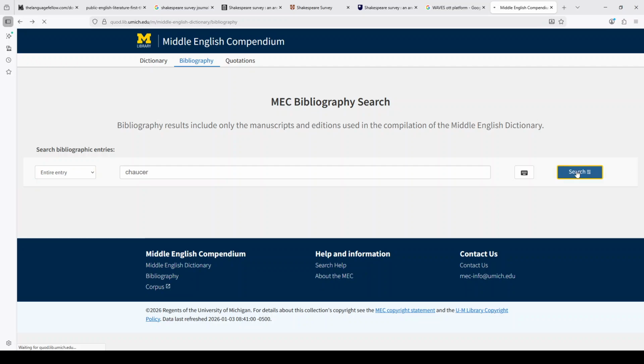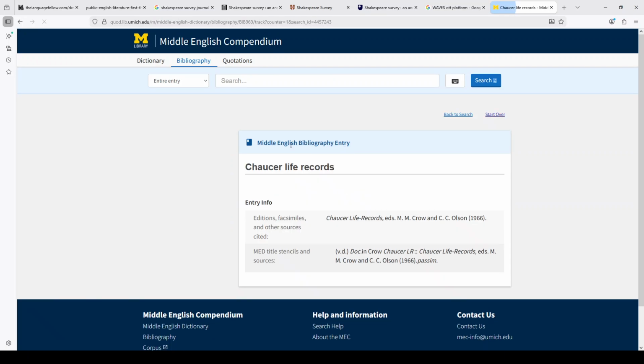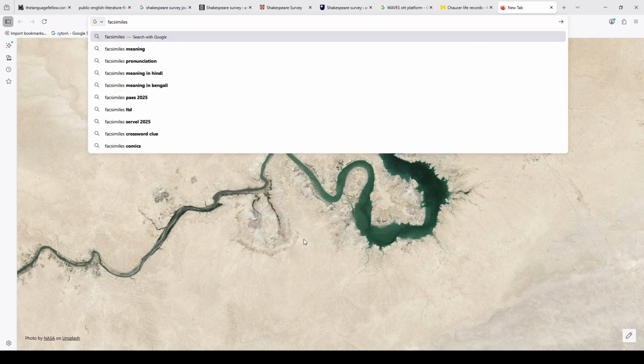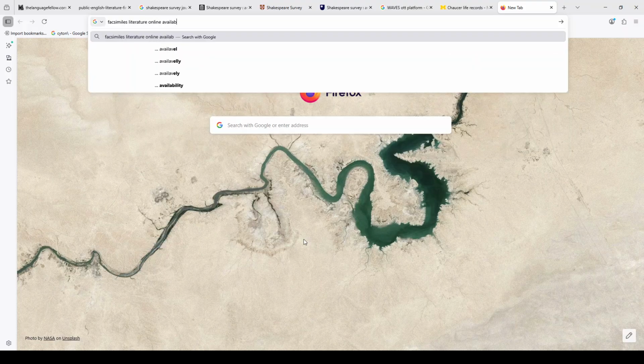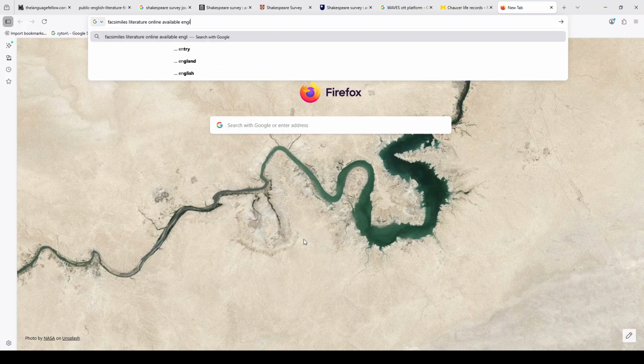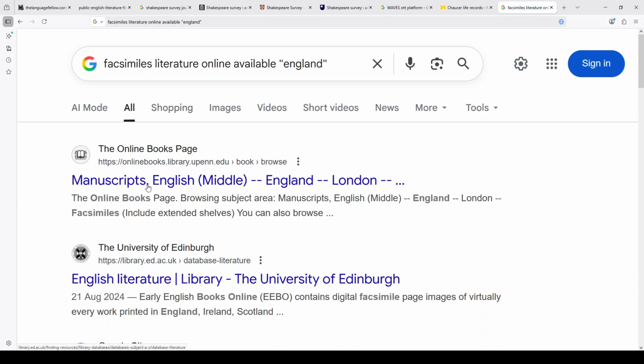Of course, the search will be open. Yes, so Chaucer, life records, editions, facsimiles. What facsimiles are? You should know these things. I mean, this is basic vocabulary if you are a student of literature. So I'll search for England manuscripts.